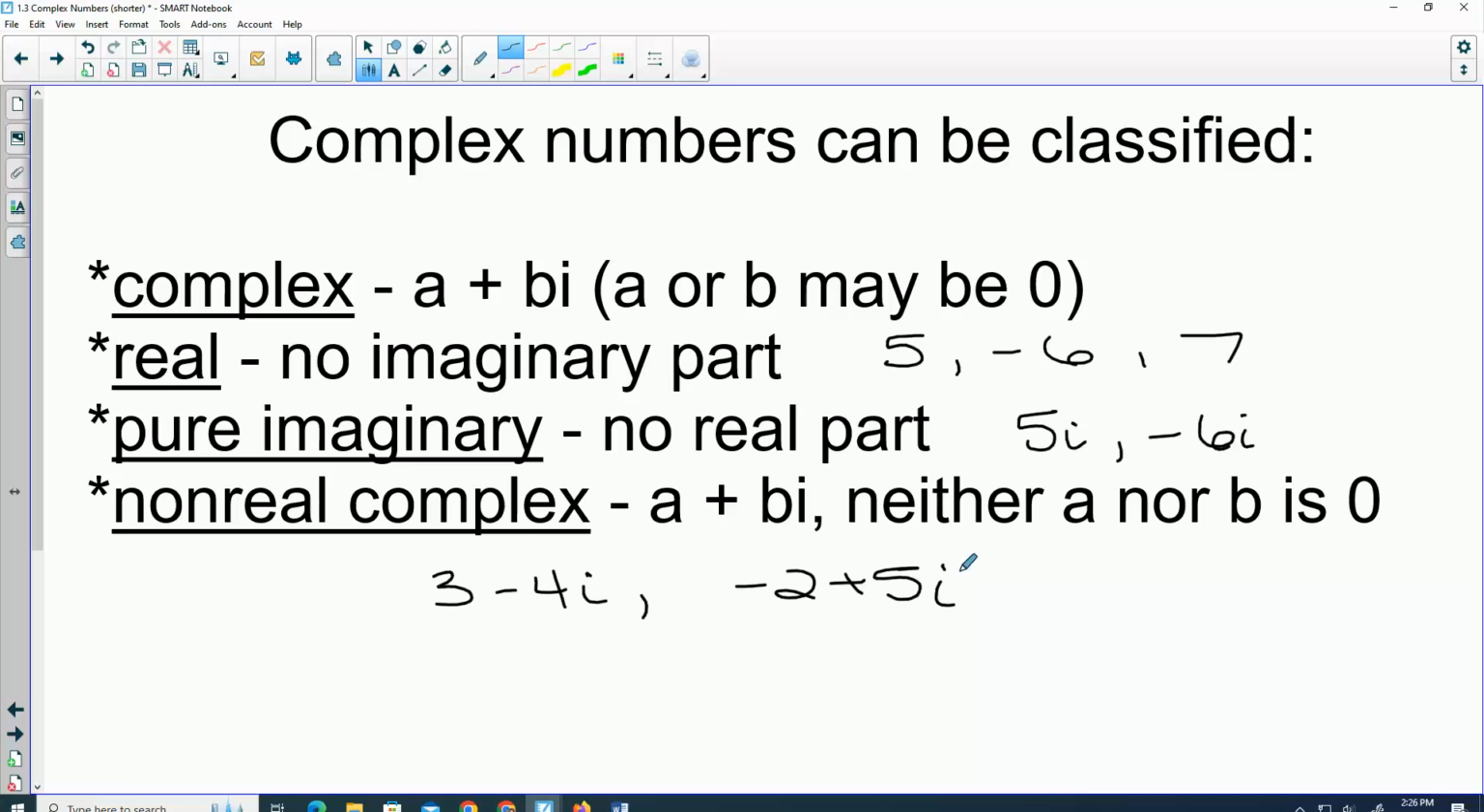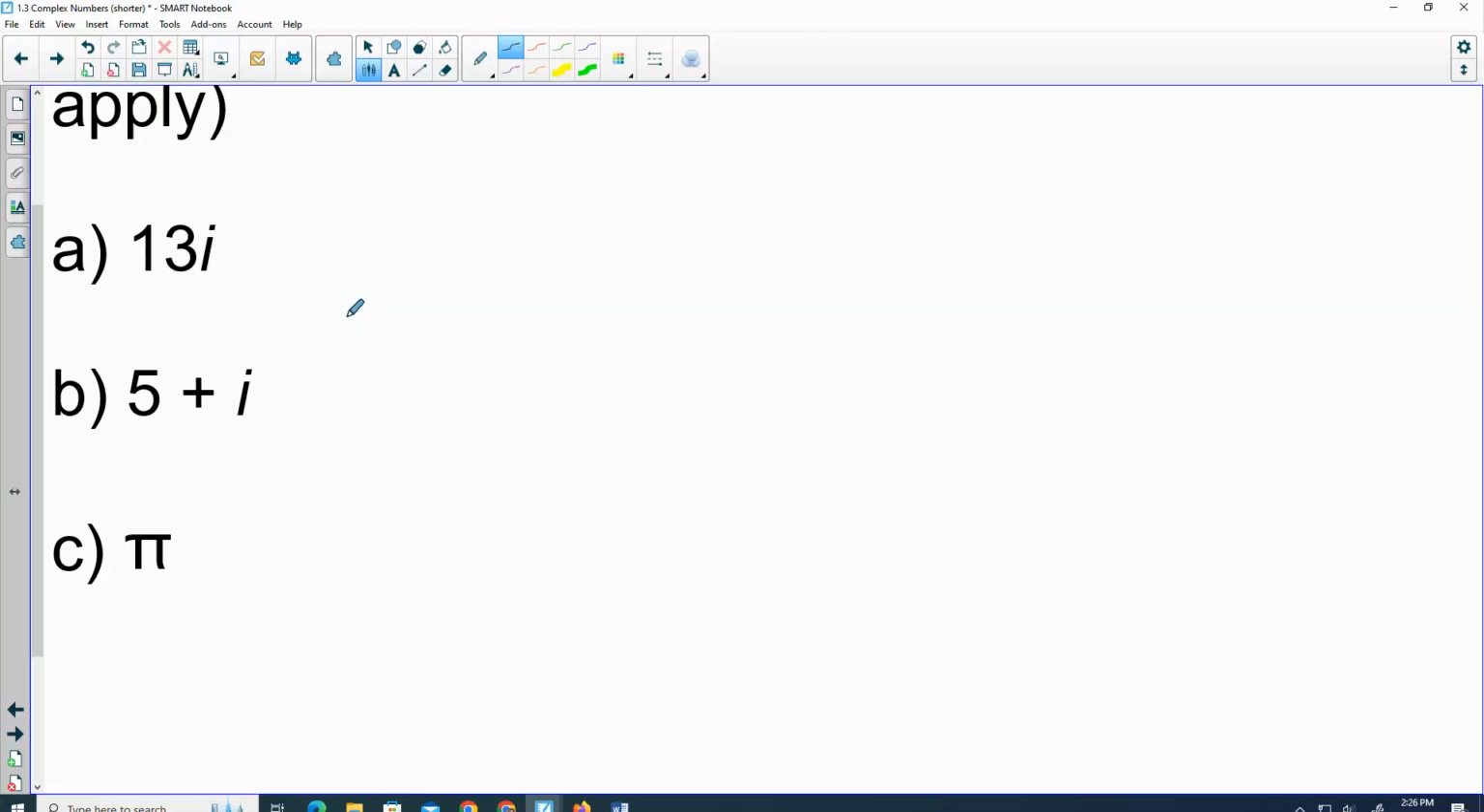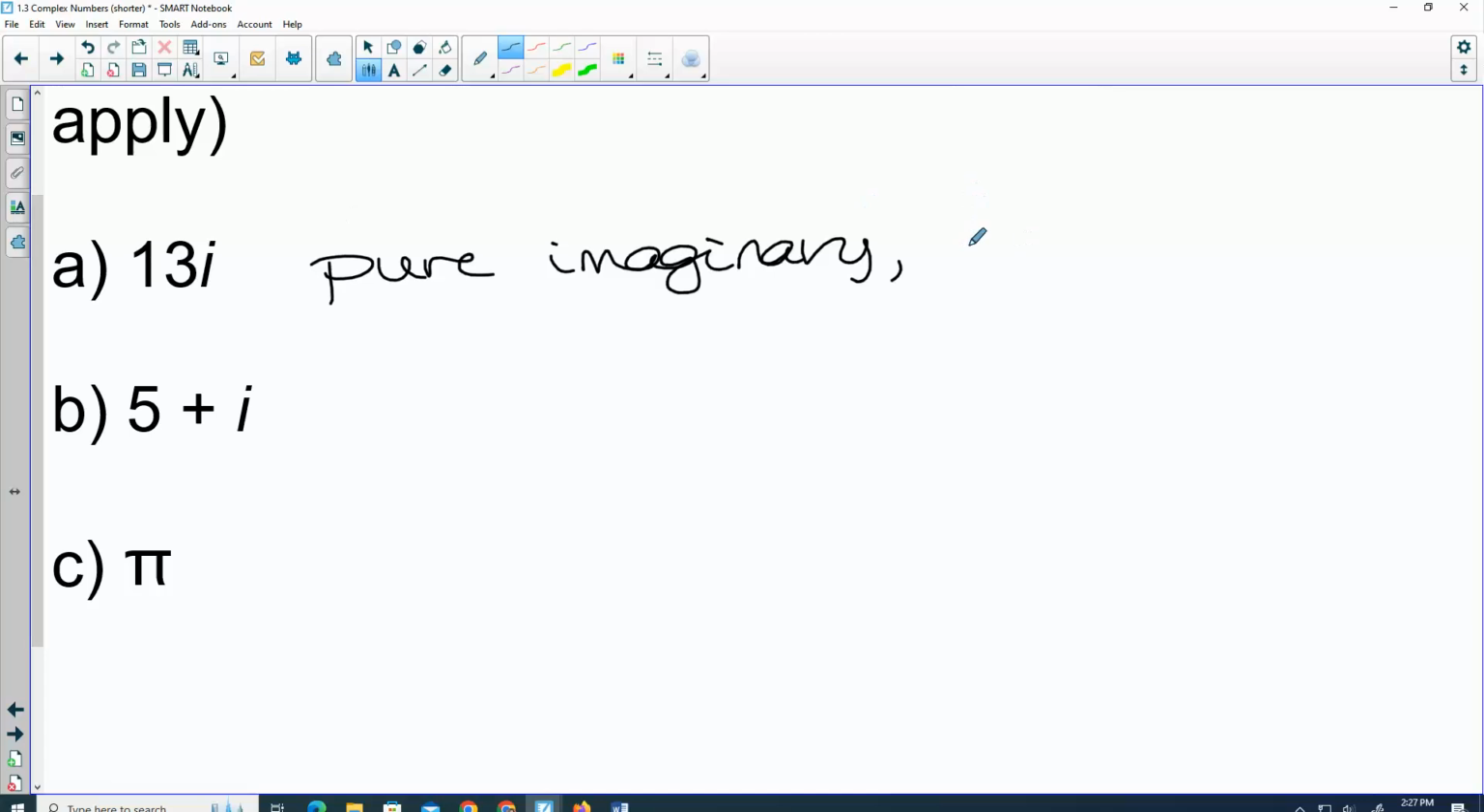So first thing I want to do is just classify. We don't use this a ton. It's not like we're going to spend a ton of time classifying our numbers, but just so you're familiar with all the different forms we might see. So if I just said 13i, what kind of number is that? And I said use all that apply in my directions, so we can call it real, complex, pure imaginary, non-real complex. This is also a complex number. All of these are going to be complex numbers. We're also just giving them a specific version.